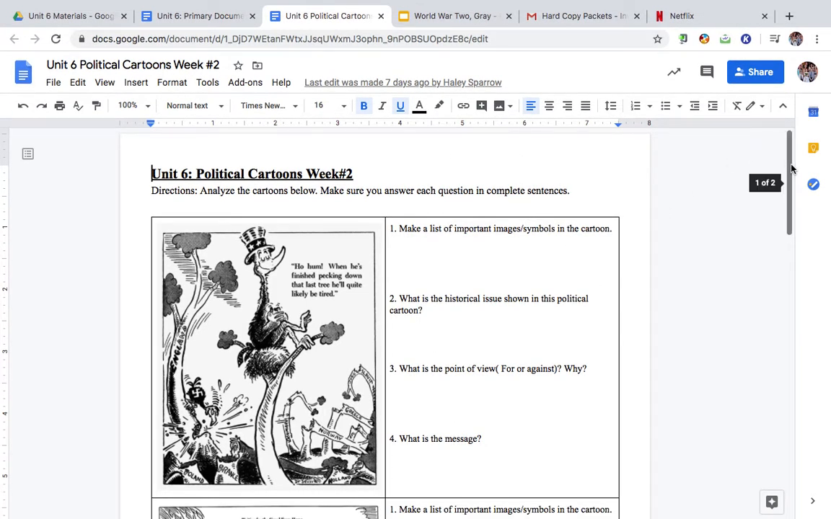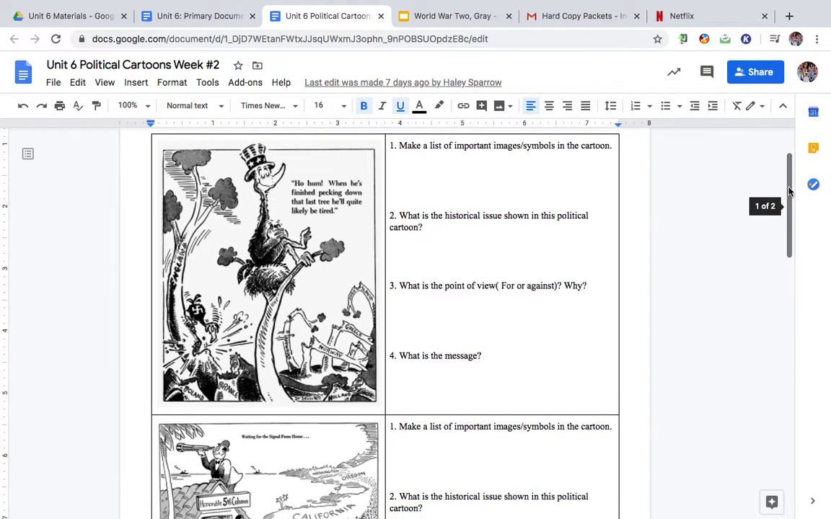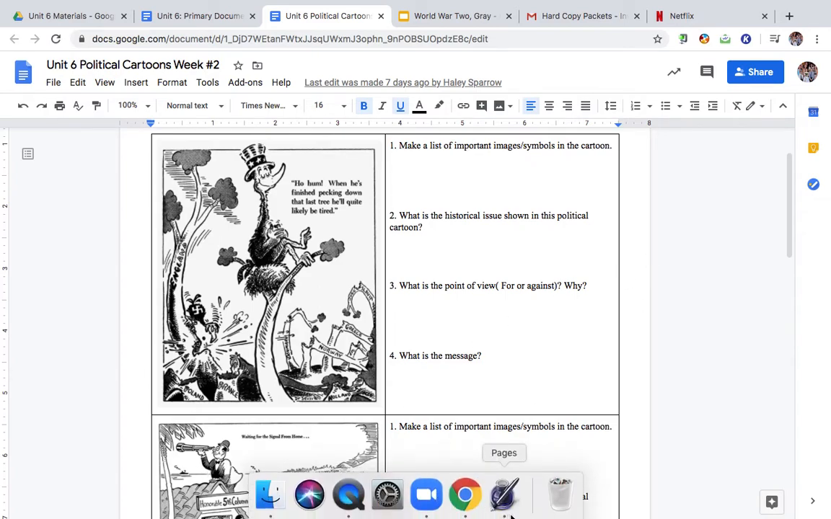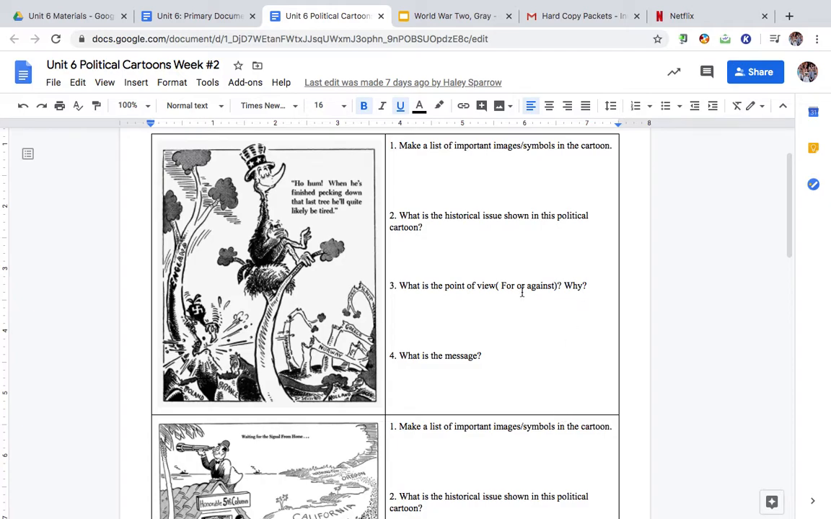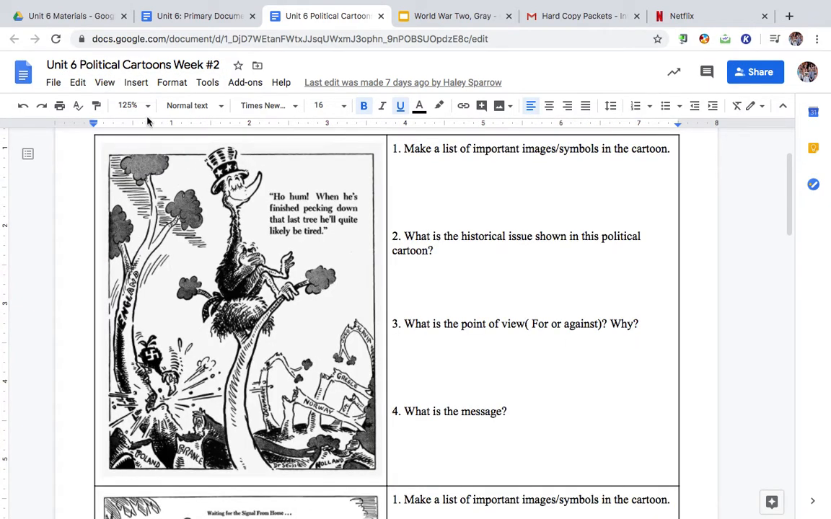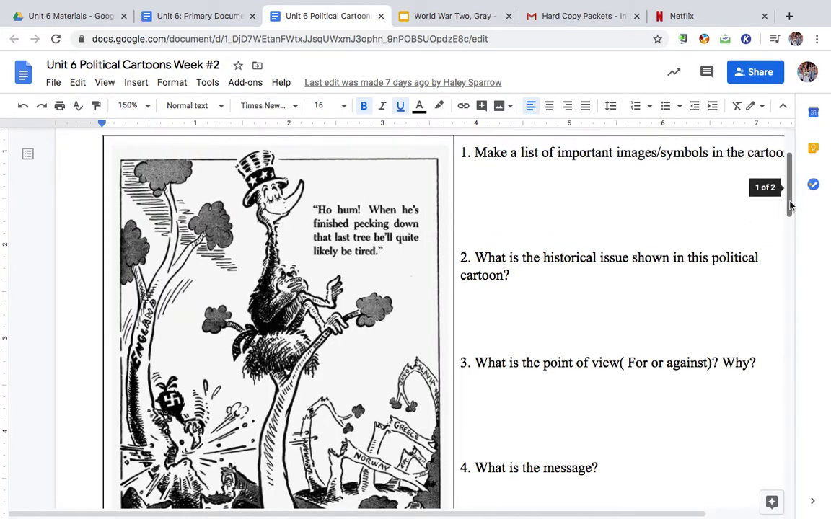All right, guys, I'm going to go over the political cartoons and the documents for week 2 of Unit 6. Looking at the first one, same process as we usually do it. I'm going to zoom in a little bit so it's a little easier to see. Again, this is a good tool if you want to zoom in on yours. This is the place to do it, so you can zoom in as big as you want.